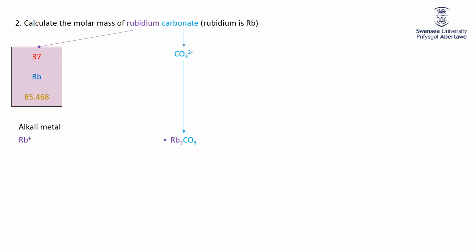Got to get the right formula, because then when we get the molar mass, it's not just going to be 1 of the rubidiums at 85.5, it's going to be 2 of them to go with the 12 for the carbon and then the 3 times 16 for the oxygen. So the molar mass of rubidium carbonate, add all that up, is 231 grams per mole.